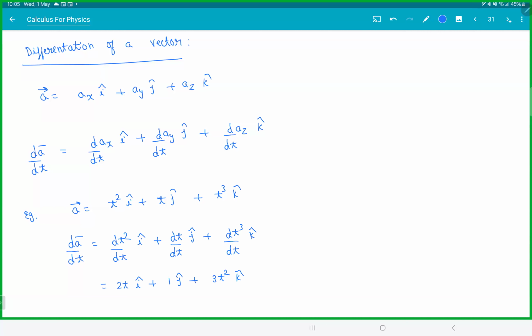Getting how to differentiate this? So you take each coefficient, differentiate it and put i cap, j cap, and you're done. That's it. So differentiation of a vector is not a big deal. You just differentiate each coefficient and finish it off.